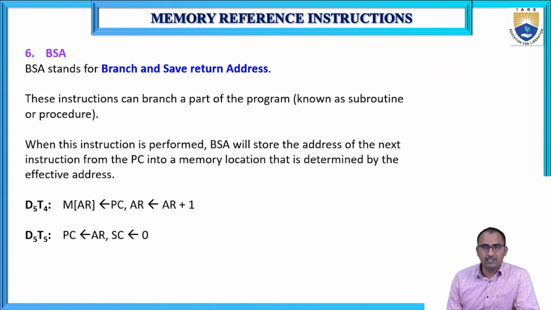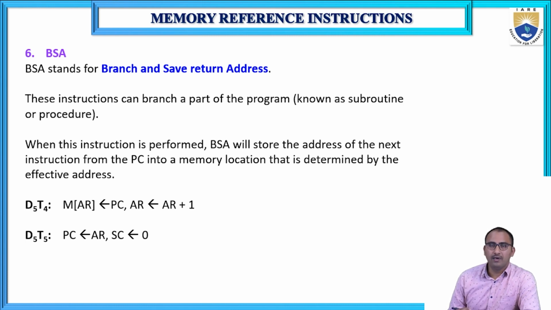So next memory reference instruction is the BSA, branch and save return address. This instruction can branch to a part of program known as a subroutine or procedure. We especially use branch and save return address when we have subroutines. Whenever we have a subroutine, the program control is transferred from the main program to the subroutine, then the statements in the subroutine get executed, and then control returns back to the main program. For that purpose we are using this instruction.